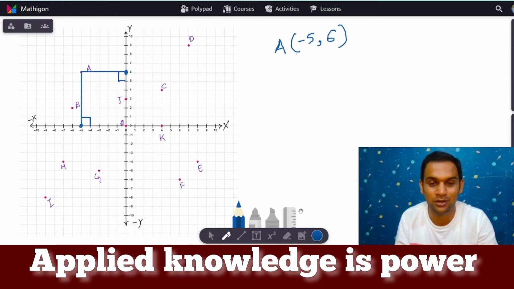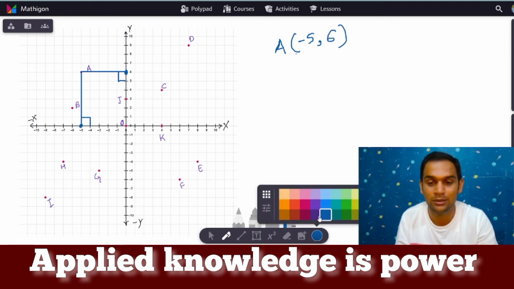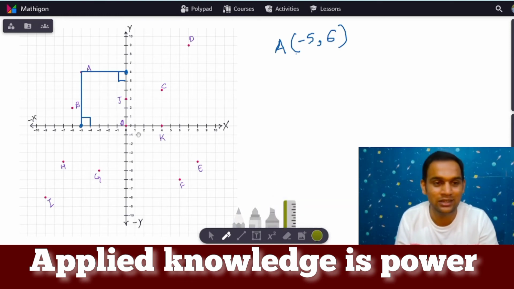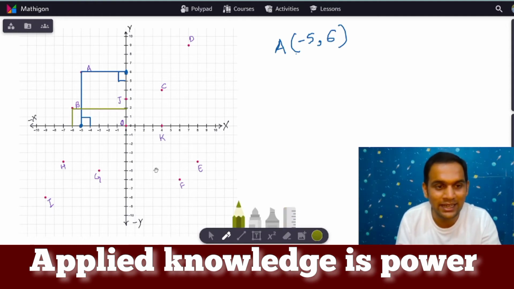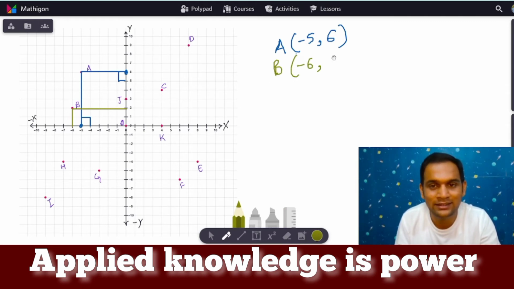Let's try to plot point B similarly. I made a line over here, I made a line over here. So on the x-axis, it is intersecting at -6. So B is -6 comma, on the y-axis, it is intersecting at 2. So -6 comma 2. Whereas C is over here in the first quadrant.